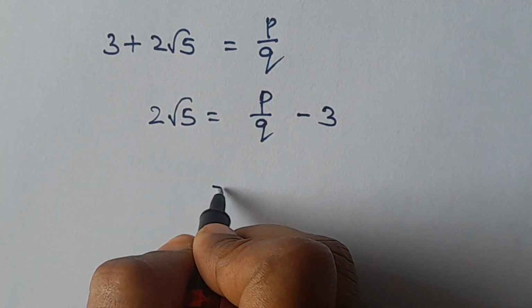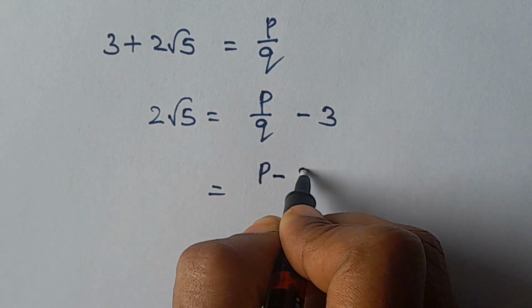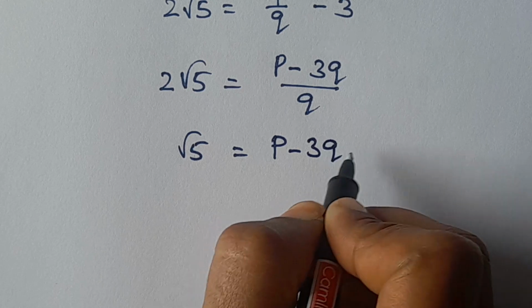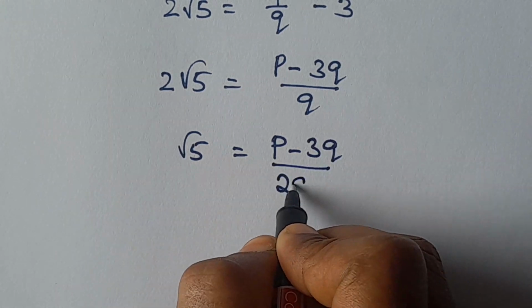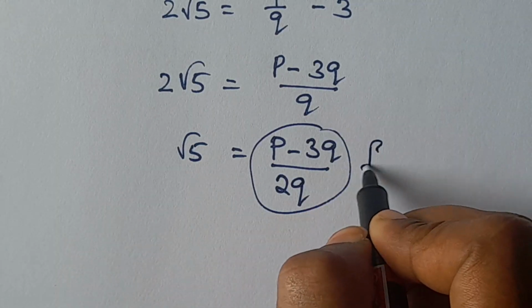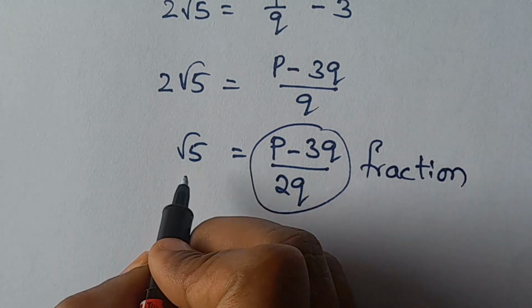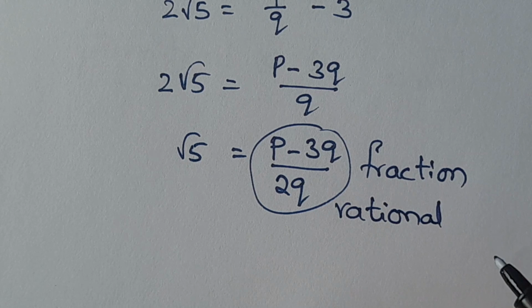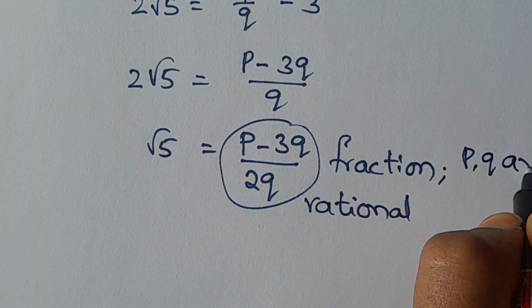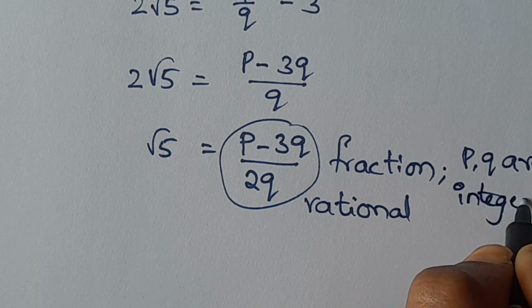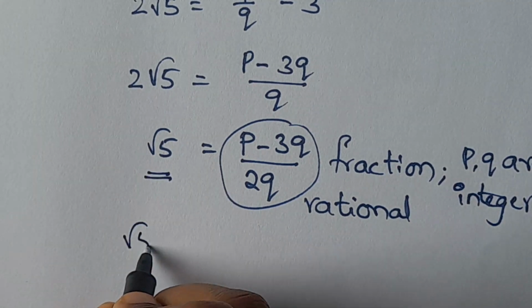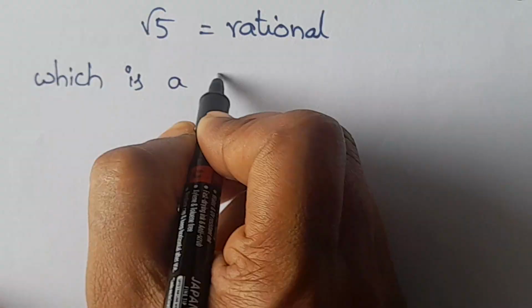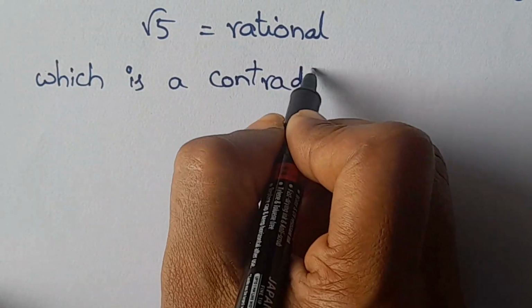Then we have 2 root 5 is equal to p by q minus 3. That is equal to p minus 3q by q. Therefore root 5 is equal to p minus 3q divided by 2q, which is a fraction form. p by q is a rational. p minus 3q divided by 2q is also a rational number. That's why root 5 is also rational, which is a contradiction to our assumption.